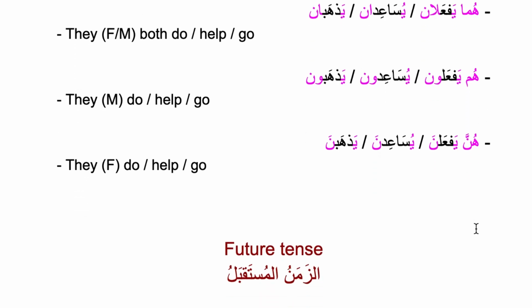The last one in the present tense, hunna. Hunna means they for plural female. Yaf'alna, and it means they do. And the prefix of hunna is ya, and the suffix is nun. The second example, yusa'idna, and it means they help. The third example, yadhhabna, and it means they go for plural female. Okay, that was everything about the present tense.